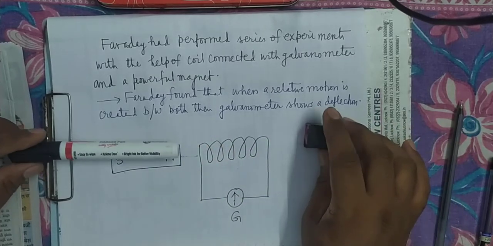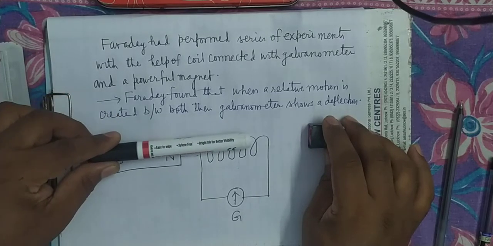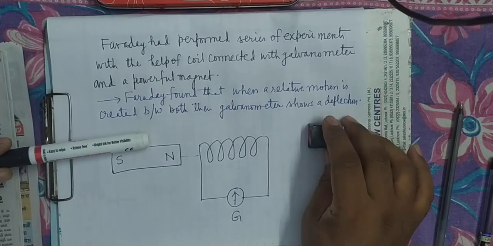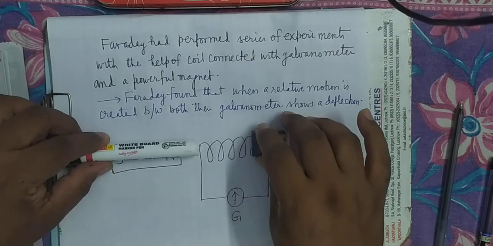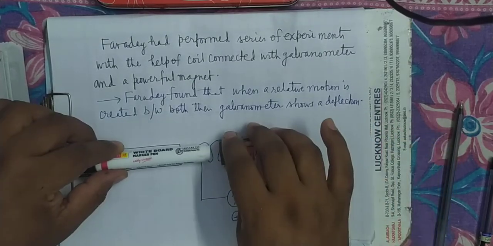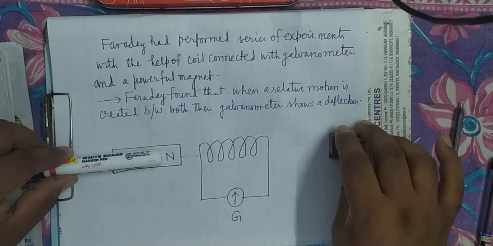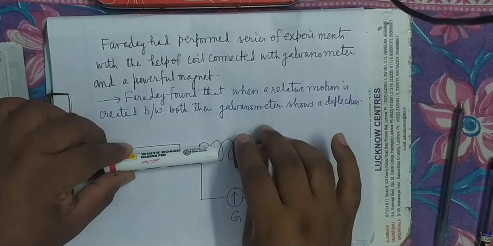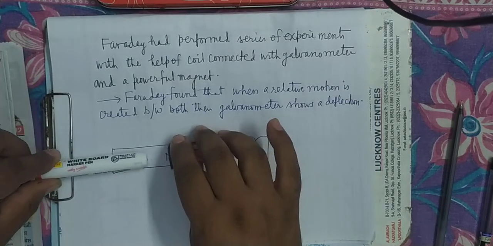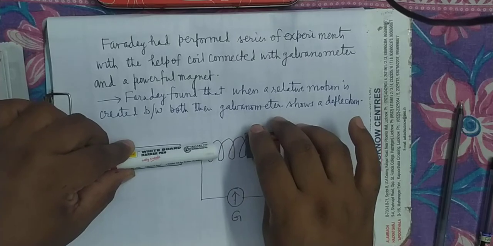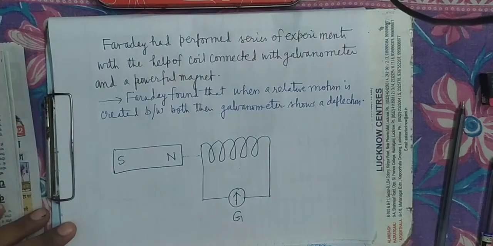The other way of producing the relative motion, the magnet is moved towards the coil or the magnet is moved away from the coil. It's clear? Once again, there is the relative motion. Third is, both are moved in the opposite direction. When both are moved in the opposite direction, their separation will change. It's clear? Or both are moved towards each other. But if both are moved with the same speed, in the same direction, then there is no relative motion.